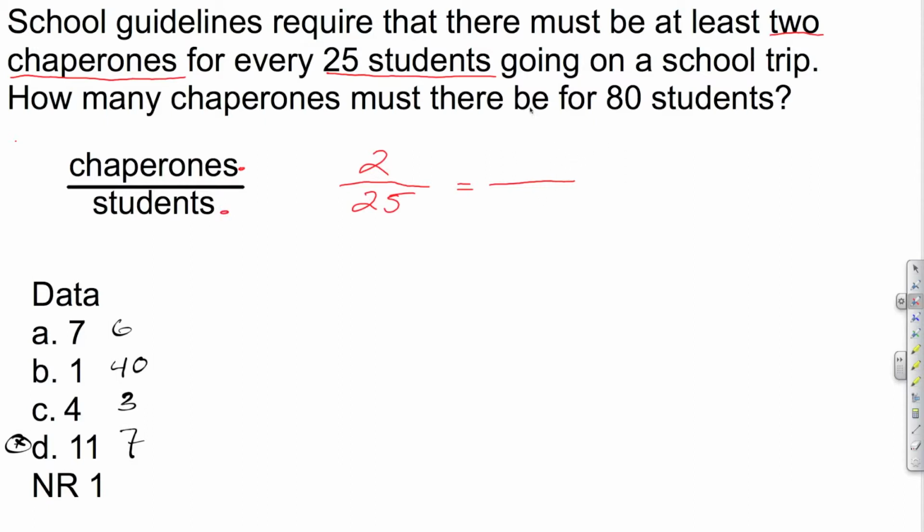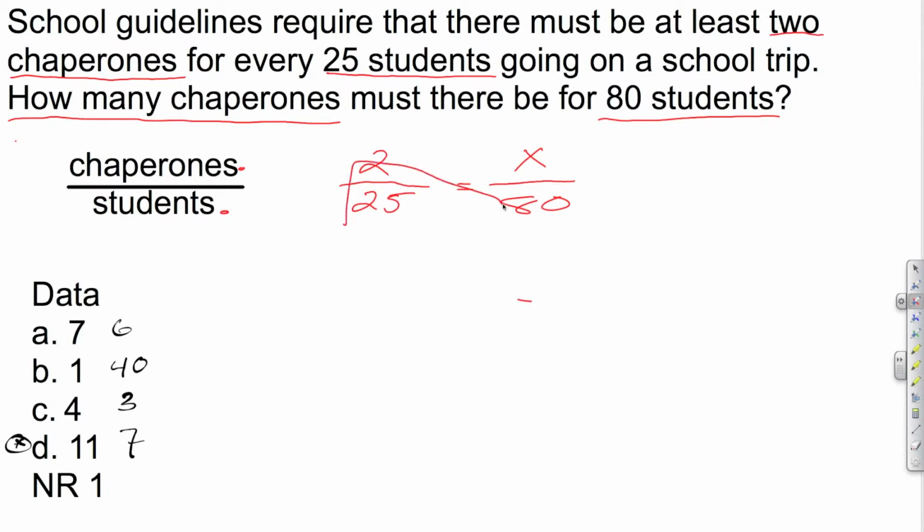On the right-hand side, I get my information from the question sentence. How many chaperones? That is telling me that's what I need to find. So in the numerator, I put the X because that's the number of chaperones. Must there be for 80 students? That's the denominator. We solve this problem with cross products.